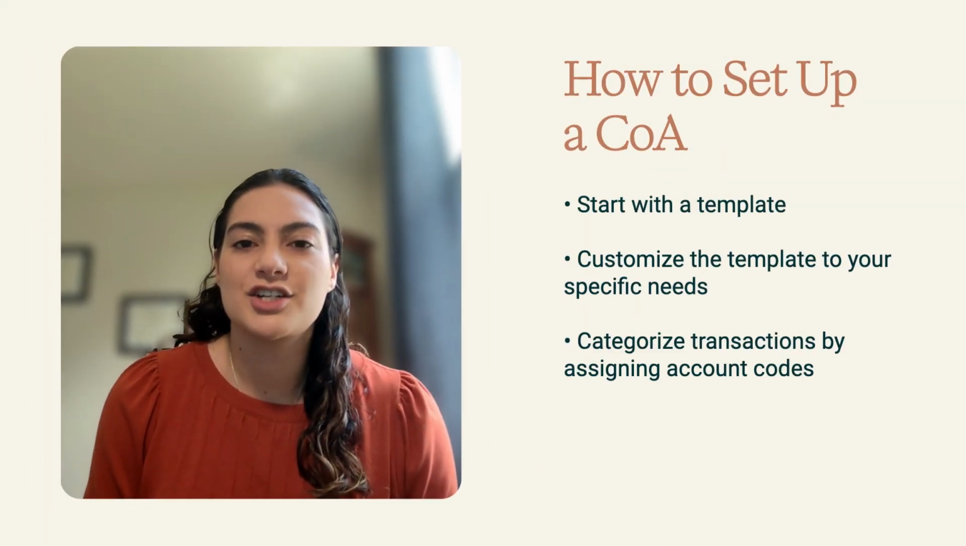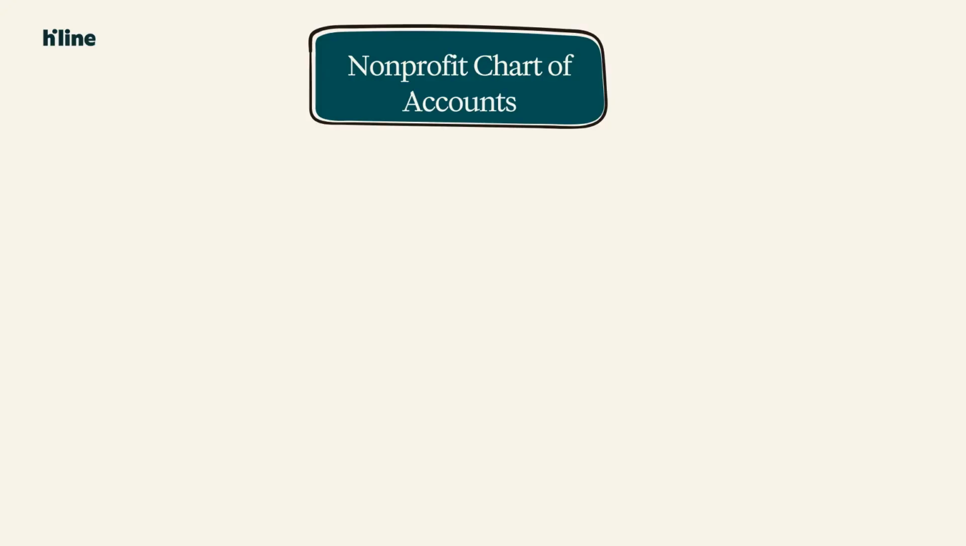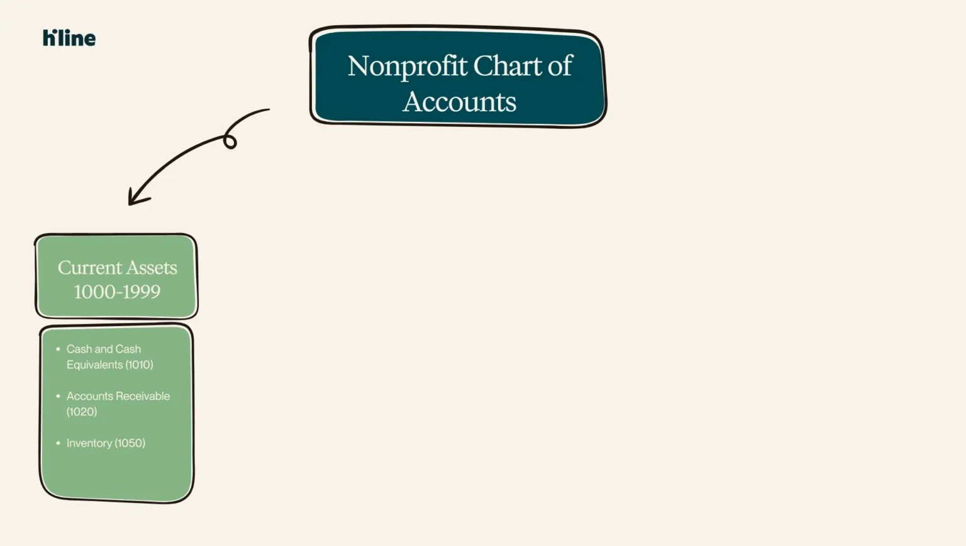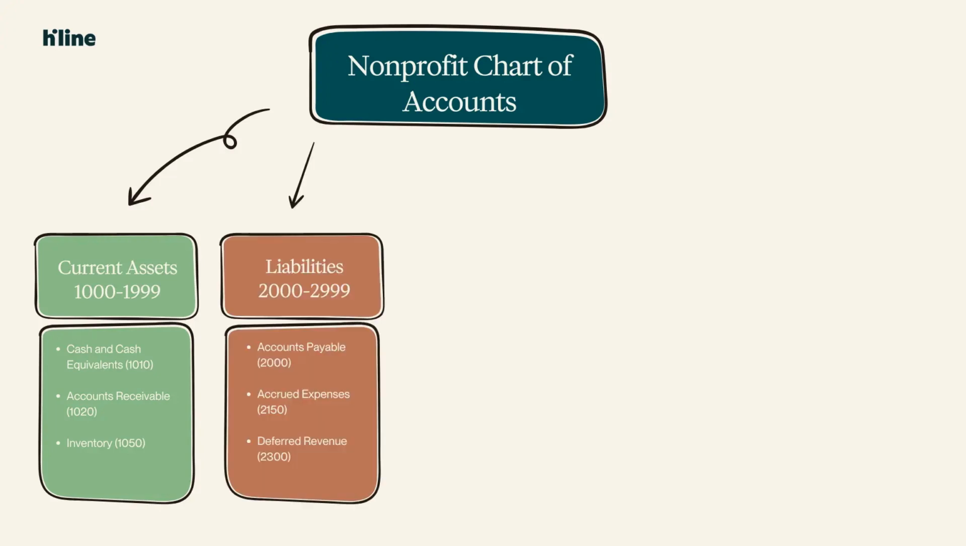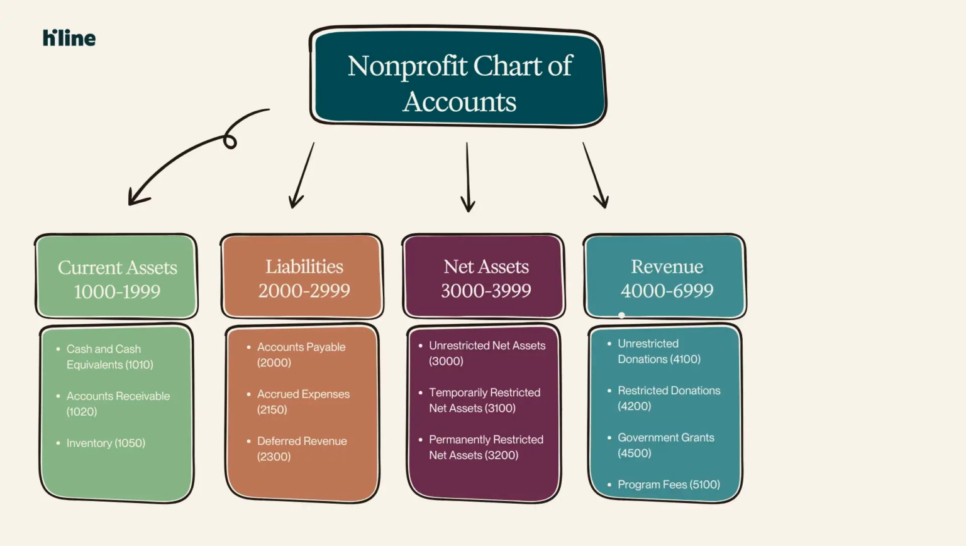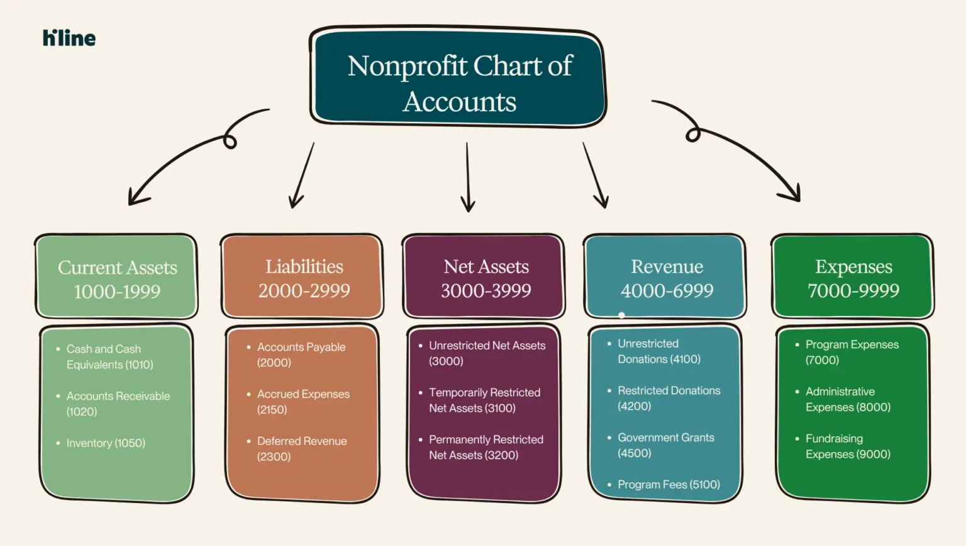Third, categorize transactions by assigning account codes. This is where things get a bit more technical, but I promise it's not as complicated as it sounds. Let me show you how account codes typically work. A good nonprofit chart of accounts uses a logical numbering system that makes financial organization intuitive. We could pick this to pieces, but here's a simple framework you can follow. This shows your assets, liabilities, net assets, revenue, and expenses with the correct number groupings.